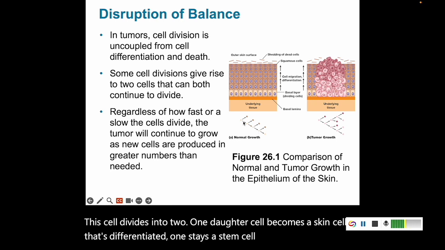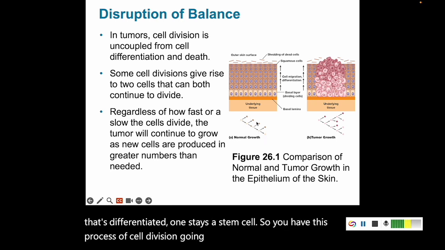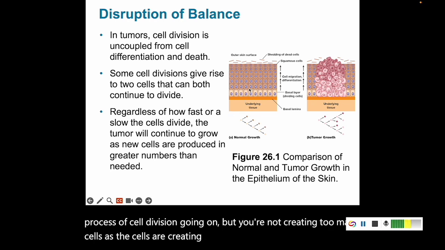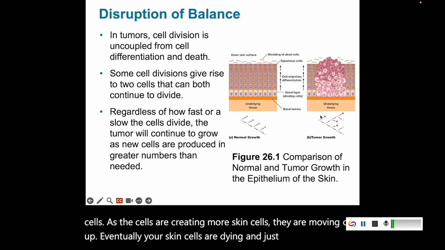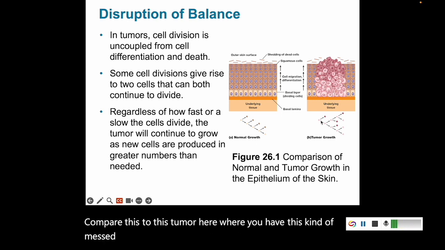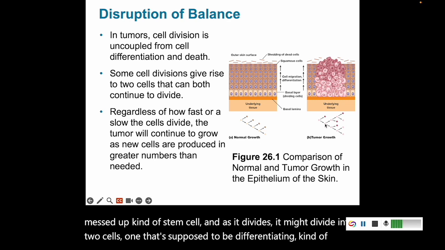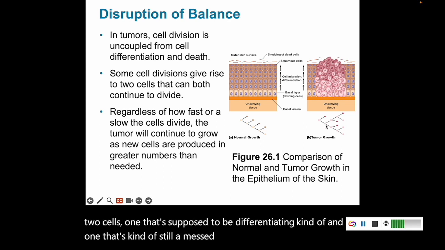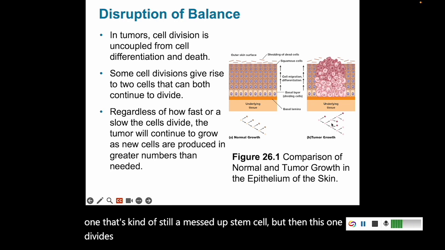So you have this process of cell division going on, but you're not creating too many cells. As the cells are creating more skin cells, they are moving on up. Eventually, your skin cells are dying and just being shed. Compare this to this tumor here, where you have this kind of messed up stem cell. And as it divides, it might divide into two cells, one that's supposed to be differentiating, kind of, and one that's kind of still a messed up stem cell. But then this one divides into two stem cells. So suddenly now both of these are dividing into cells. Then this one is going to divide into two stem cells.